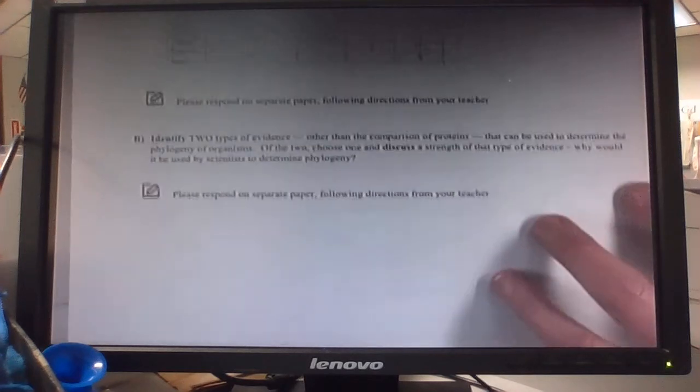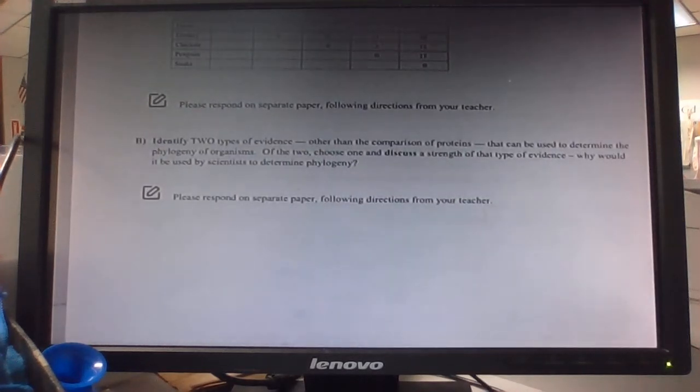And then finally, identify 2 types of evidence other than comparison of proteins that can be used to determine phylogeny of organisms. Of the 2, choose one and discuss. All right, so here's the thing. Yes, this is definitely one of the more difficult questions. But the notes for the chapters were pages 382 and 390, and then chapter 20, 395 to 406.